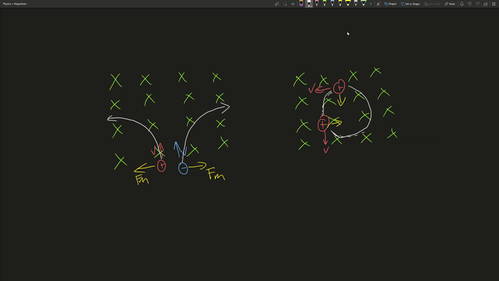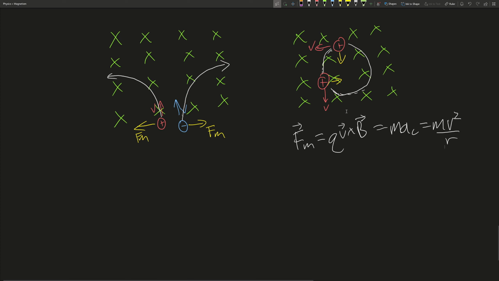So again, if the force is always perpendicular, then the particle has to be undergoing centripetal acceleration, or circular motion. So basically what we get from that is that this force here, Fm, the magnetic force, which is equal to qv cross B, is equal to the mass of the particle times centripetal acceleration. So this is equal to what? So mass times v squared over r.